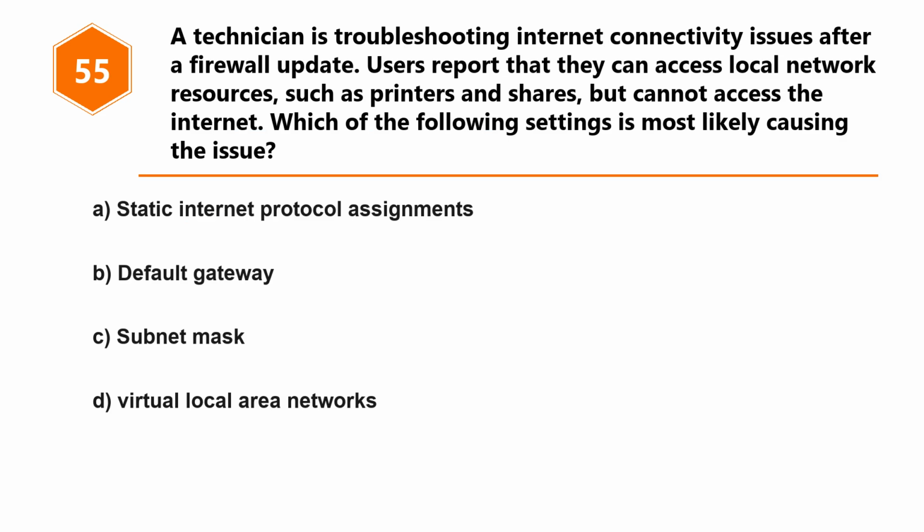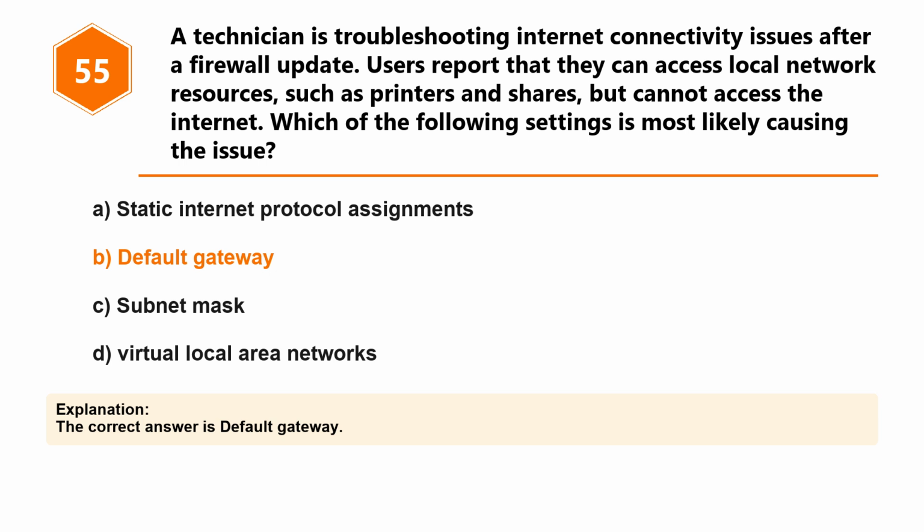Question 55. A technician is troubleshooting internet connectivity issues after a firewall update. Users report that they can access local network resources, such as printers and shares, but cannot access the internet. Which of the following settings is most likely causing the issue? Option A, static internet protocol assignments. Option B, default gateway. Option C, subnet mask. Option D, virtual local area networks. The correct answer is option B, default gateway.